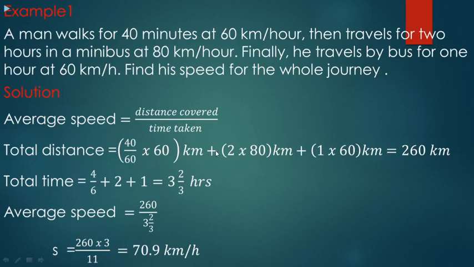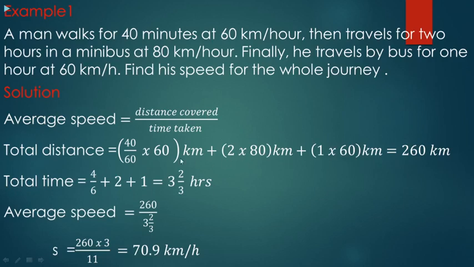Then plus the second part of the journey, it took 2 hours in a minibus at 80 kilometers per hour. So it is 80 kilometers per hour times 2 to get the distance covered in the second part of the journey. And finally, it travels by bus at 60 kilometers per hour for 1 hour. So we find the distance, which is 60 times the 1 hour.